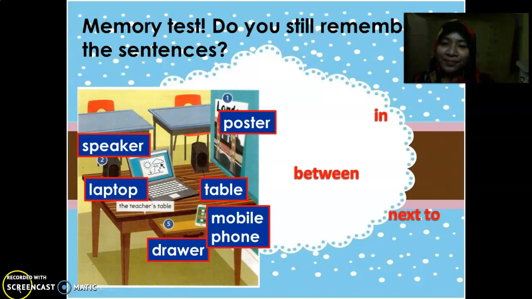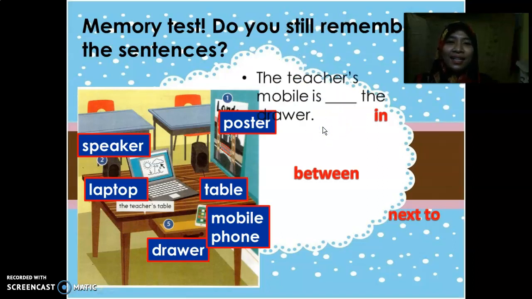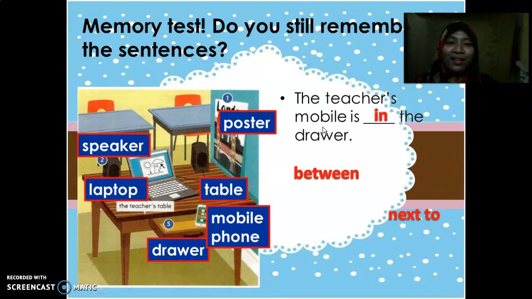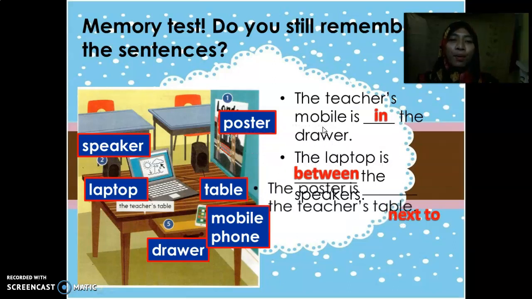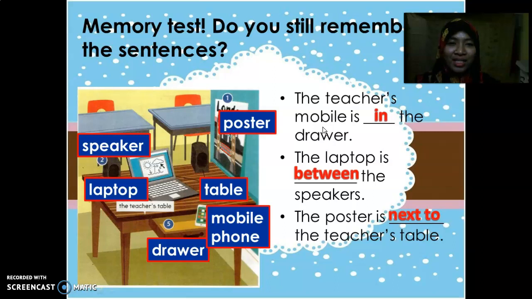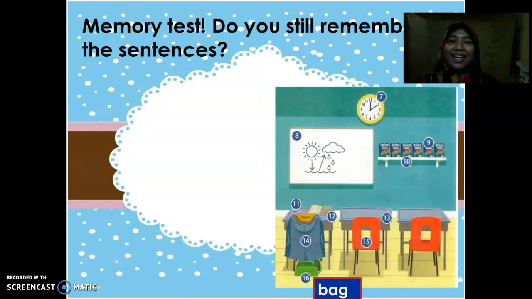Let's try. Okay, awak dah tekan play balik. Okay. Now, let's test. Do you still remember? Untuk gambar ni. Okay. The teacher's mobile is in the drawer. Okay, dekat dalam laci. Okay. The laptop is between the speakers. Di antara speaker. Okay, next tu. Apa yang next tu? Yes. The poster is next to the teacher's table. Well done.